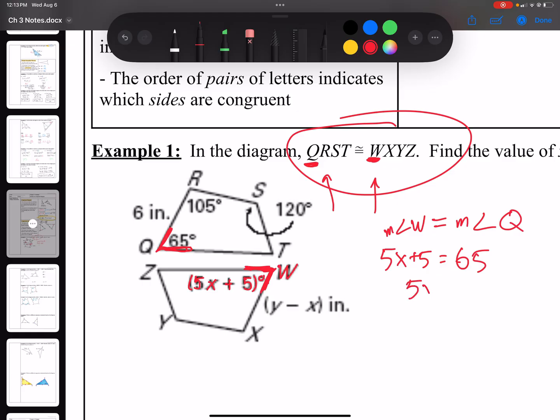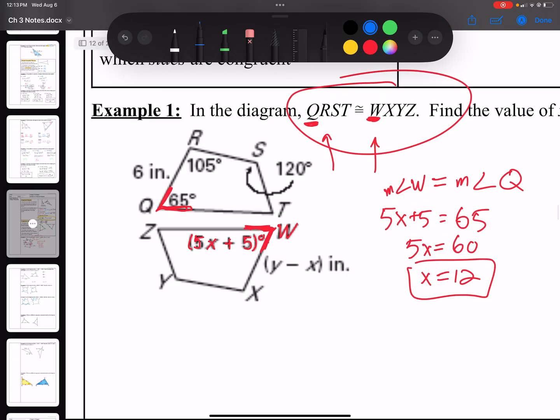Subtract 5 from both sides. You get 5x equals 60. Divide by 5, and you get x equals 12. All right. Now we need to figure out y. Here's y. Y minus x inches. Uh-oh, no degrees. That is a side.